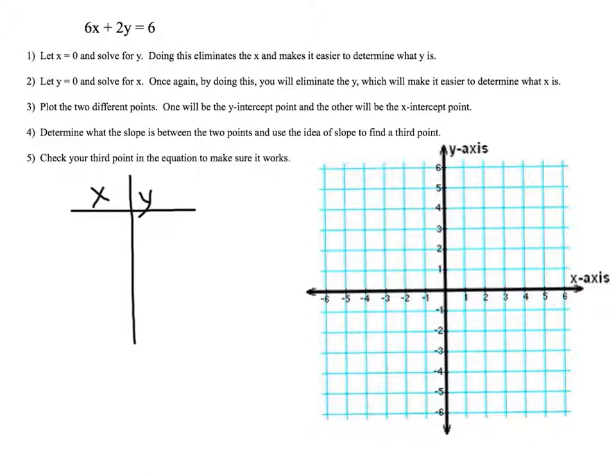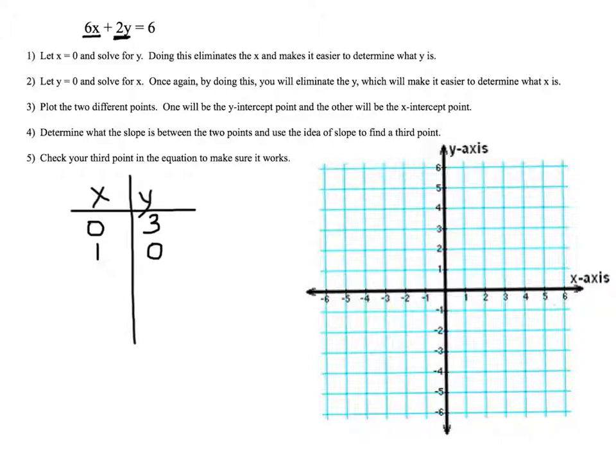The very first thing to do after setting up your t-chart is to let x equal 0, so then you can just solve for y. If I let x equal 0, it's going to eliminate that 6x, so I'm just going to have 2y is equal to 6. So it's very easy now to know that if x is 0, y is equal to 3. The second thing to do is to then let y equal 0. When I let y equal 0, it's going to eliminate that 2y, so I'm just going to have 6x is equal to 6, so I know now that x is equal to 1.